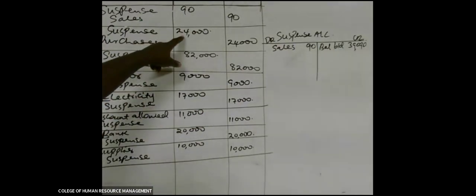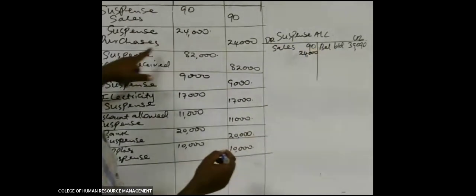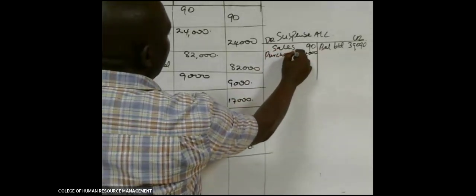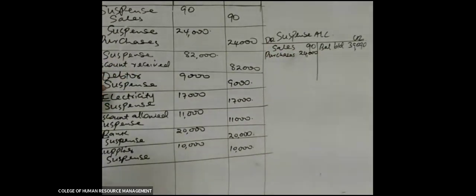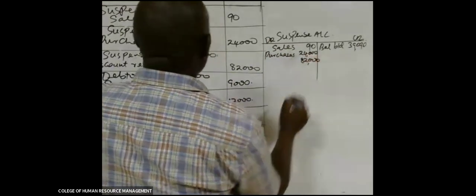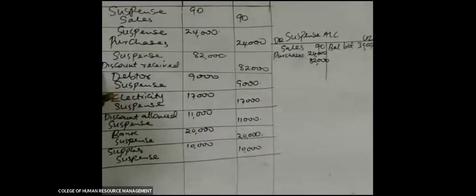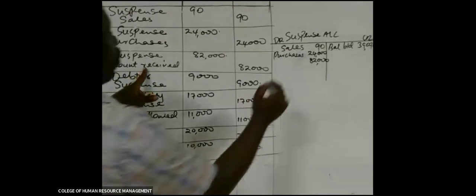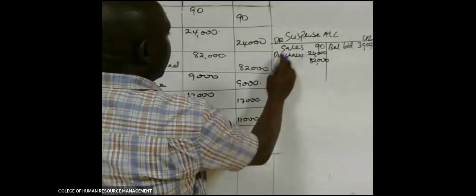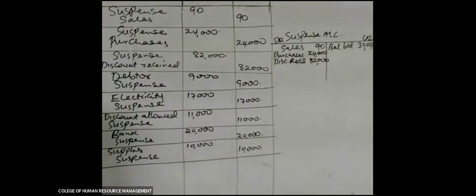Number 2, suspense account is debited again here with 24,000. So you debit 24,000. The name of the account with the error was purchases. Number 3, suspense account is debited by 82,000. You debit 82,000. The account with the error was discount received. So let me just write here discount received, 82,000.